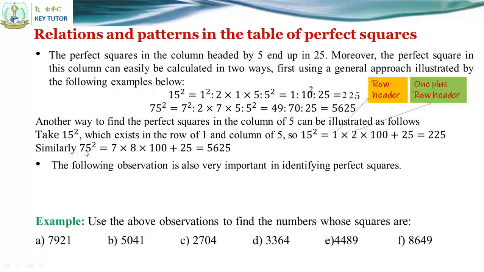Similarly, for 75 square, we can proceed in a similar fashion. 75 square, you find it in the 7th row, or in the row headed by 7, and the row plus 1 is 8, so 7 times 8 times 100 plus 25. That is 7 times 8 is 56, times 100, 5600 plus 25, 5625. Okay, so that's an easy way to find the squares of numbers in the column of 5.